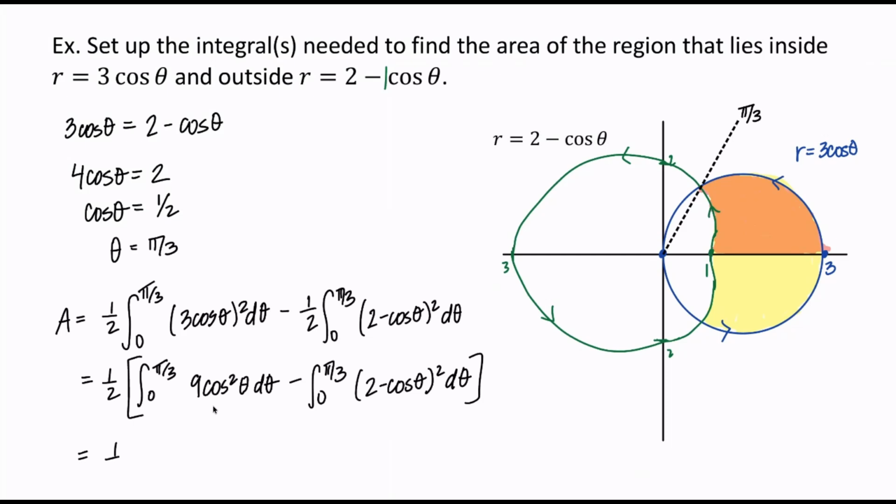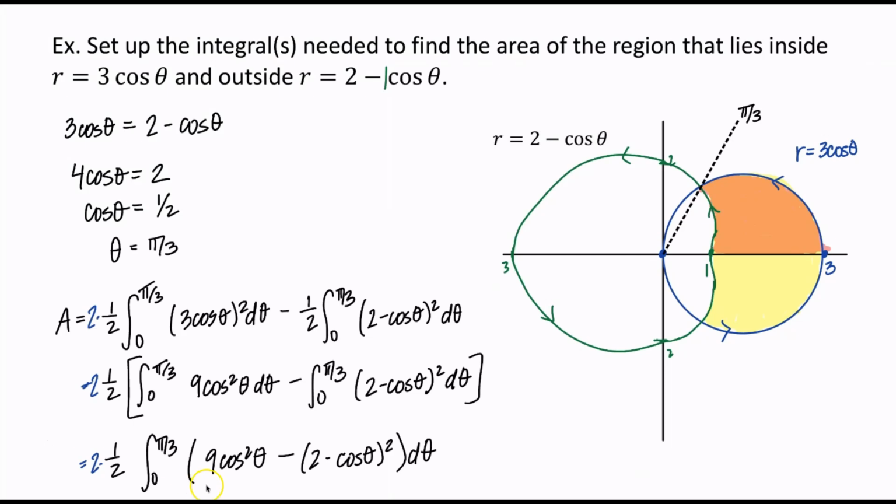So this is 1/2 the integral from 0 to pi over 3 of 9 cosine squared theta minus the quantity 2 minus cosine theta squared, all d theta. So this tells me the area in quadrant 1, but then we needed to double it. So we need to be really careful here. I'm going to go ahead and just multiply everything by 2. So all of these, if I multiply them by 2, would give me the actual area set up for the region I was trying to find.